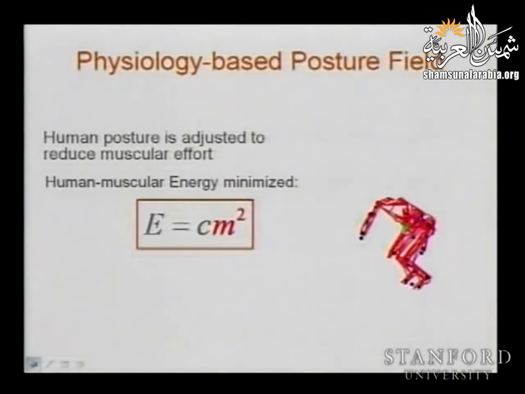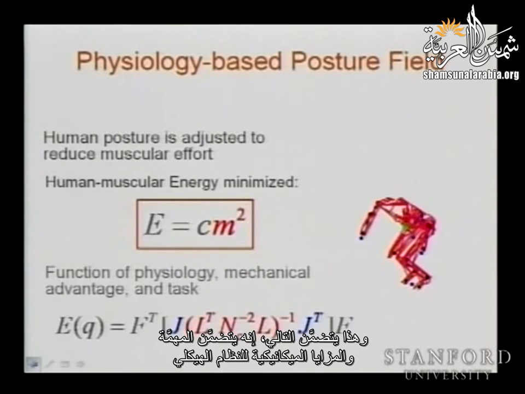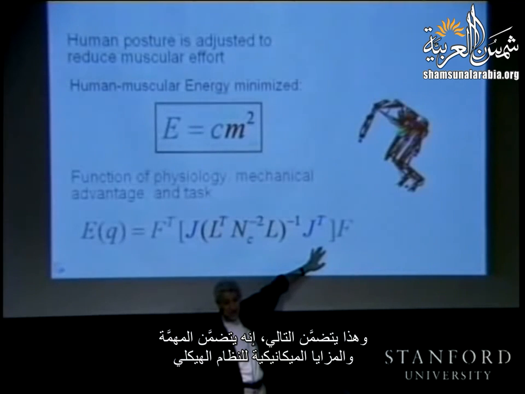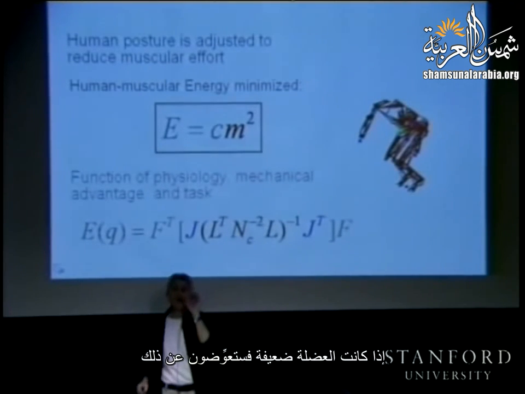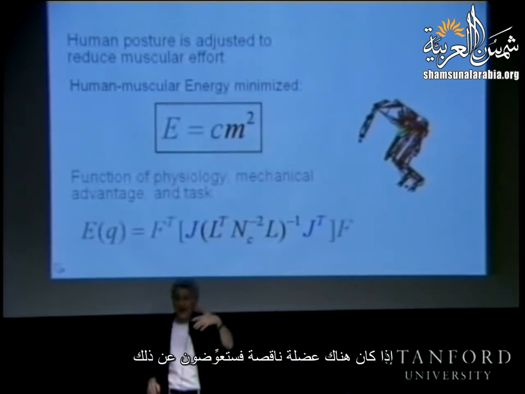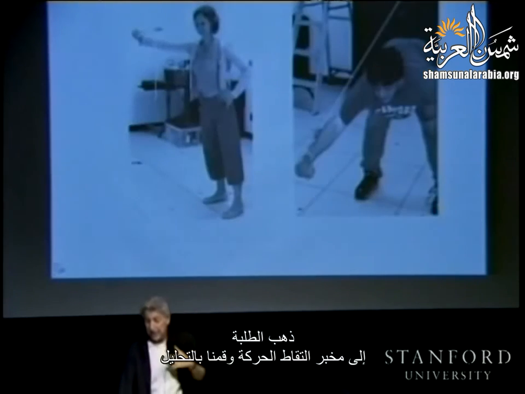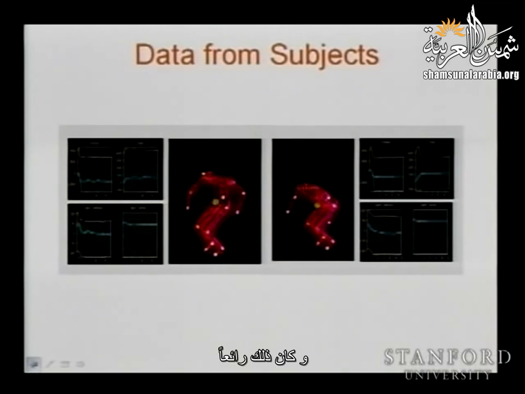Okay. Now, if you look inside of this, this is what you see. This captures the following. Captures your task, captures the mechanical advantage of the skeletal system, captures the muscle attachment and the capacity of your muscles. If a muscle is weak, you compensate for it. If a muscle is missing, you're compensating for it, etc., etc. So, in fact, it turned out that our student went to the motion capture lab and we did the analysis, and it's amazing.